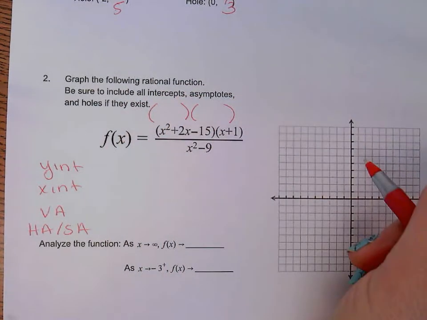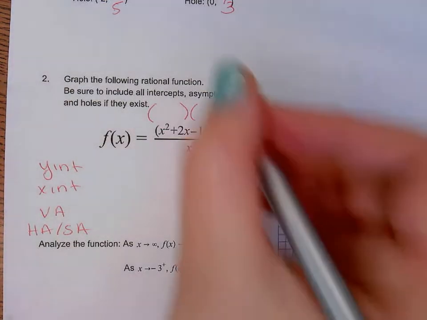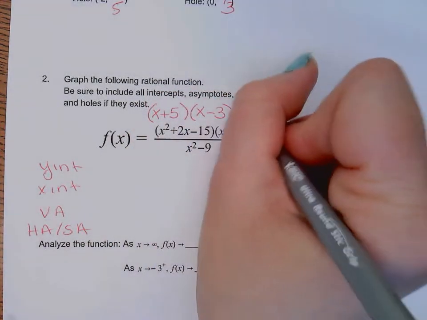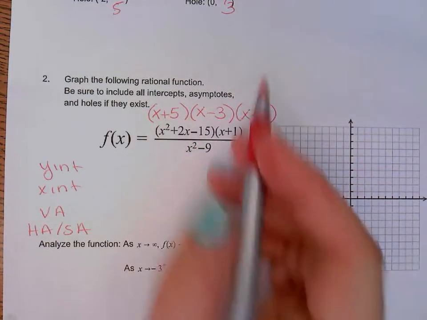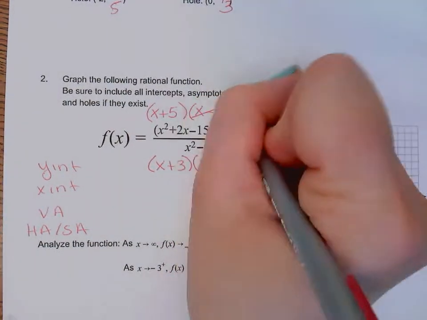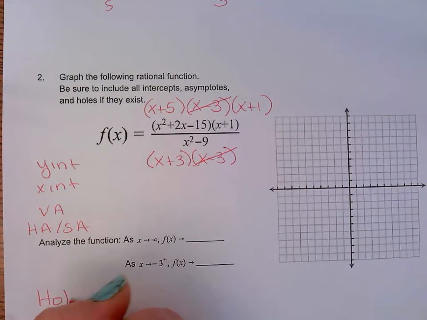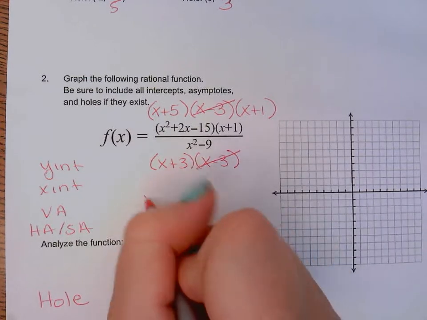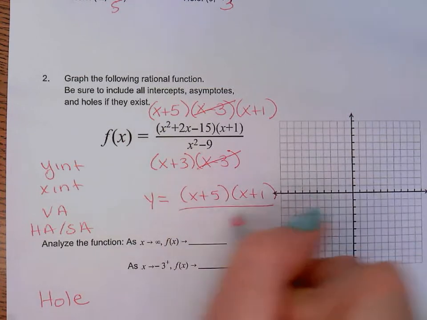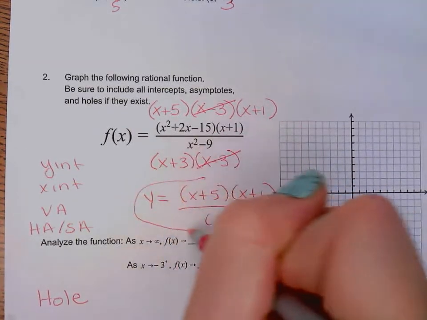So you may want to pause the video and see if you can do this example on your own and then come check your answers. This would be x plus 5 and x minus 3. I'm just going to write that x plus 1 there as well. And then in the denominator, I have x plus 3 and x minus 3. The x minus 3's cancel. So I do have a hole as well. And so my function that I want to look at is x plus 5, x plus 1 over x plus 3. So let's answer our questions about this function.